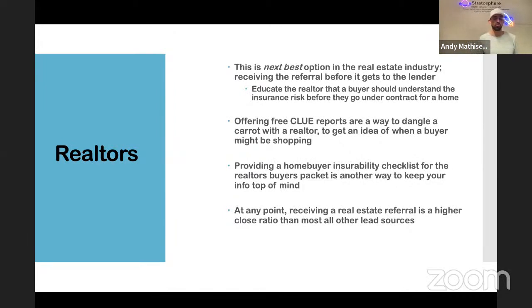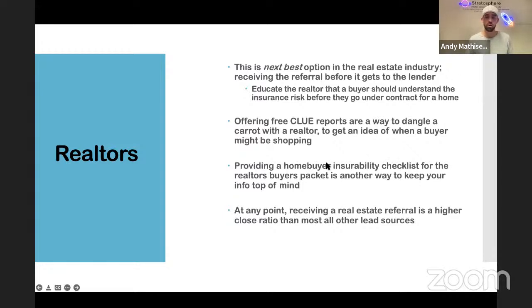I like to offer free clue reports. That way, if a realtor is showing off a home and the buyer likes it, we can give the clue report to the realtor on that property so they can see the history, the claims history on that property and ensure that that's the right one that we should be putting an offer on. And then at that point, I know that that's the house that's being purchased and I can get that lead. All right. So that's a good opportunity.